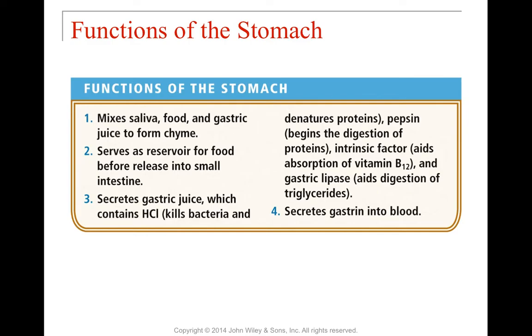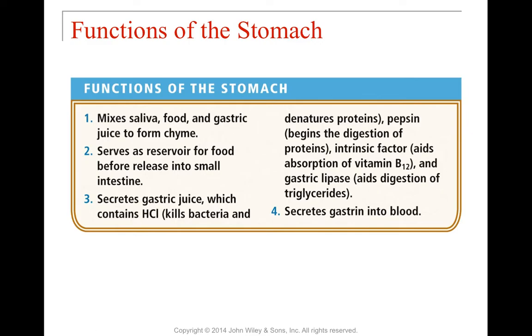So what's the point of the stomach? What are the purposes of the stomach? Well, the stomach, first and foremost, is going to get our pH really low. It has HCl inside the gastric juice, and this is responsible for killing bacteria and denaturing any proteins. It's also going to help begin the digestion of proteins using something called pepsin, which is that specialized enzyme that only works at that low pH. So the point of the stomach is to mix saliva and food and gastric juice to form what we call chyme. Chyme is what's going to be secreted in little blebs into the small intestines.